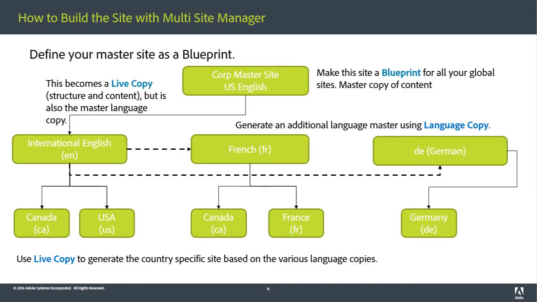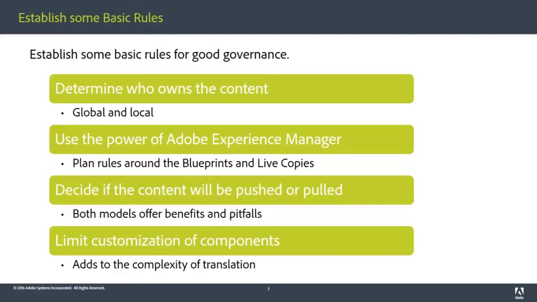However, a major part of your implementation strategy has to focus on establishing and agreeing upon some basic rules. For example, determine who owns the content. Is it going to be controlled centrally, say corporate headquarters, or more regionally based, or a hybrid of the two? Either way, you need to determine that prior to rolling out any sites. So clearly define who is responsible for what. Use the inherent power of Adobe Experience Manager. Plan rules around blueprints, your rollout configurations. Use User Manager and the lock property of components to enforce your model.